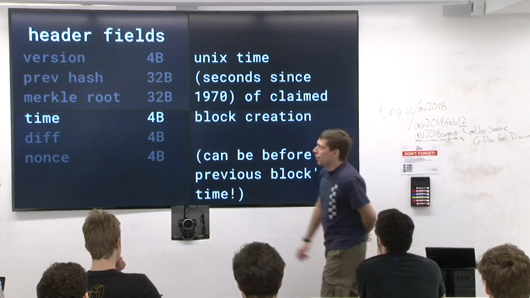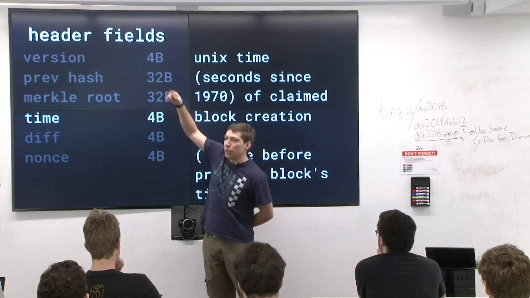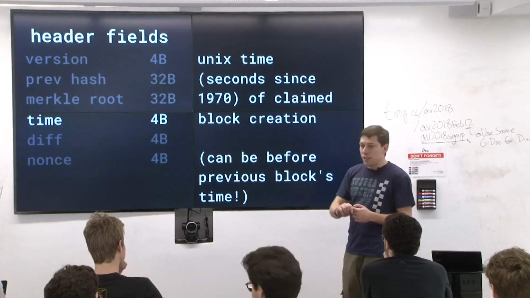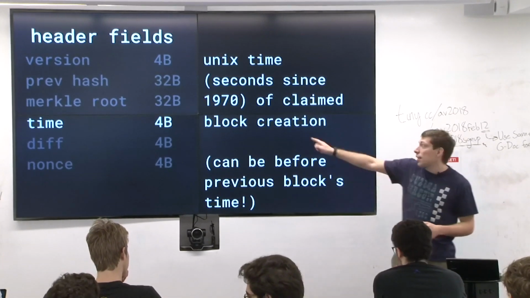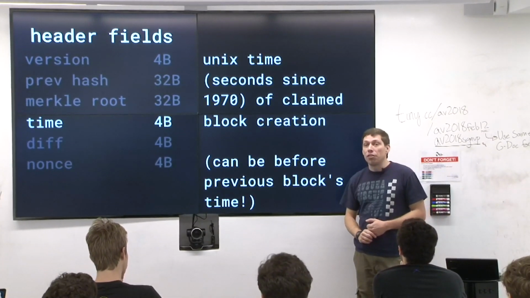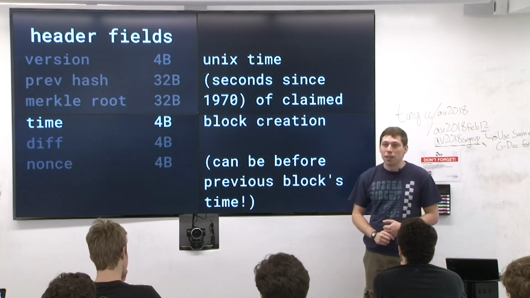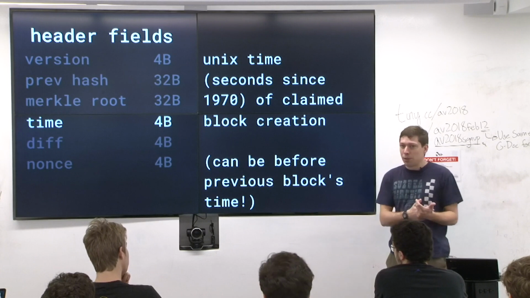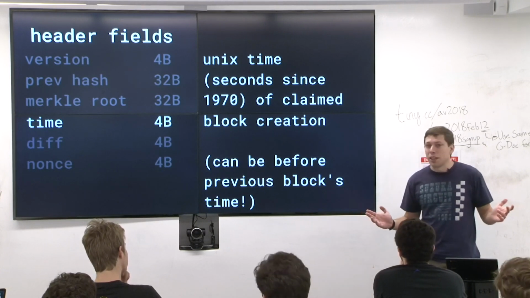But if you're pointing to a previous block, I'm building on top of it, and the previous block came out at 10:15, and I set my timestamp to 10:12, 3 minutes prior to the previous block. Logically, that's impossible, right? I'm referencing something and I'm saying I'm coming before it, but the software says that's okay.